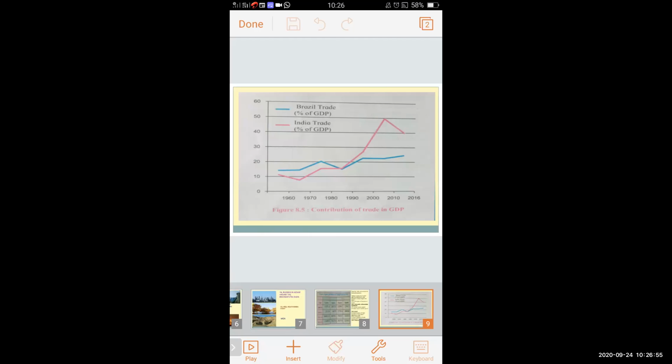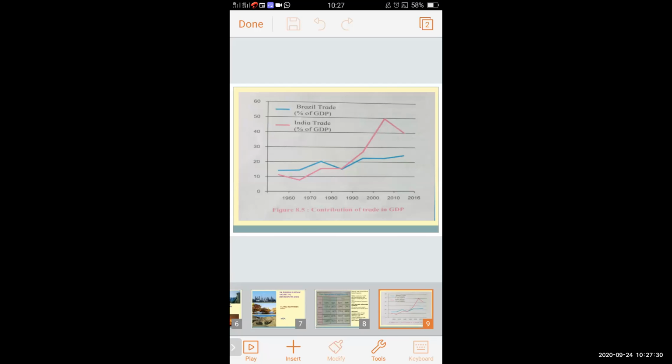Near about 1980 also, there was the same condition, but both of the countries were a little bit nearer to each other. Both the lines we can see in 1980 are coming closer to each other. Means the Brazil line is coming down and India is going a little bit upward. This shows the growth of trade as a contribution to GDP in India and Brazil.